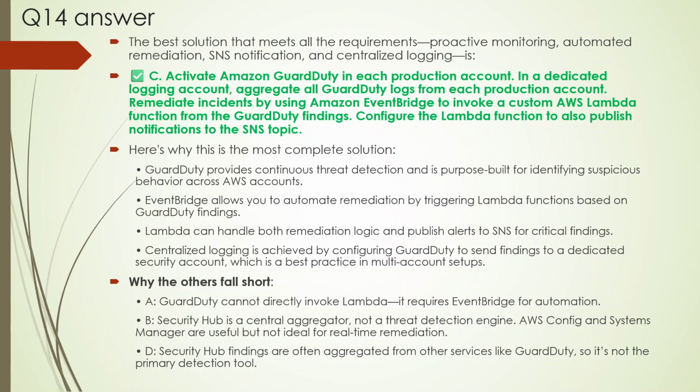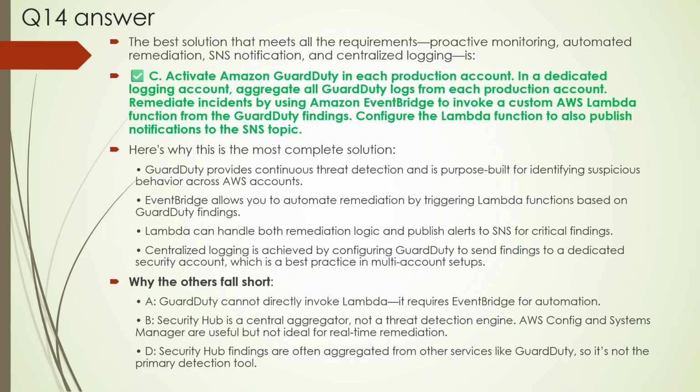GuardDuty provides continuous threat detection and is purpose-built for identifying suspicious behavior across AWS accounts. EventBridge allows you to automate remediation by triggering Lambda functions based on GuardDuty findings. Lambda can handle both remediation logic and publish alerts to SNS for critical findings. Centralized logging is achieved by configuring GuardDuty to send findings to a dedicated security account, which is best practice in multiple accounts.